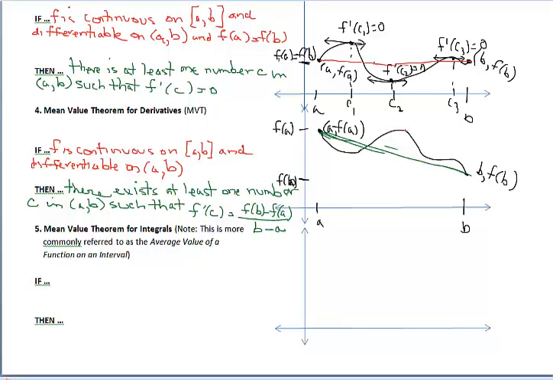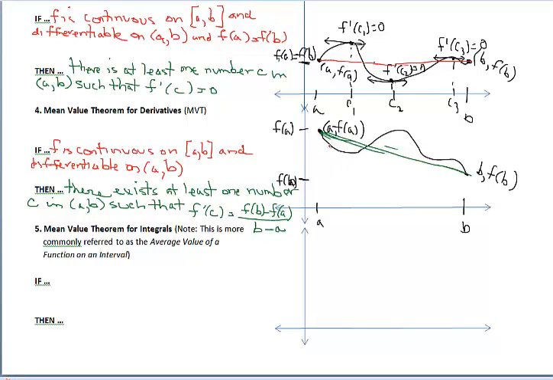Well, we can clearly see that if I drew in a tangent line to the graph right here at this peak, the slope of that line is 0. The slope of that line being 0 would not be the same as the slope of this secant line right here. So it's not going to occur at the mins and maxes for this theorem.